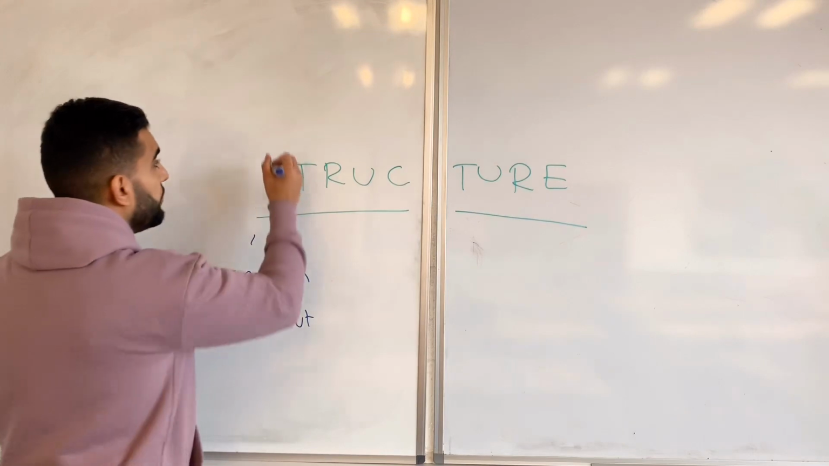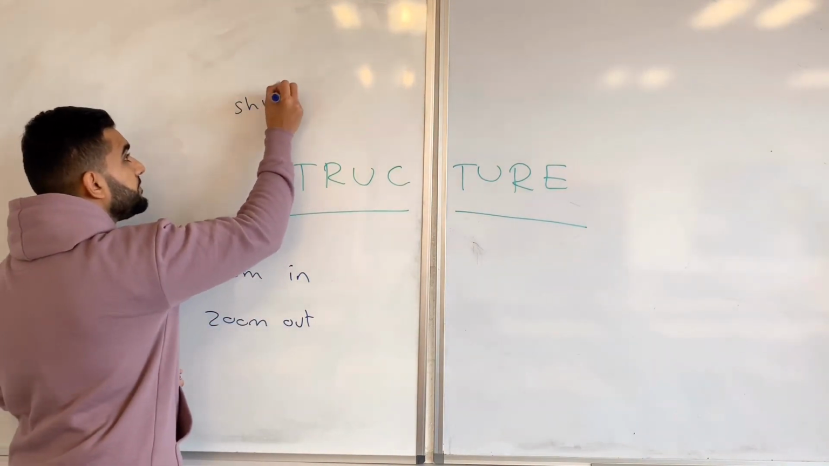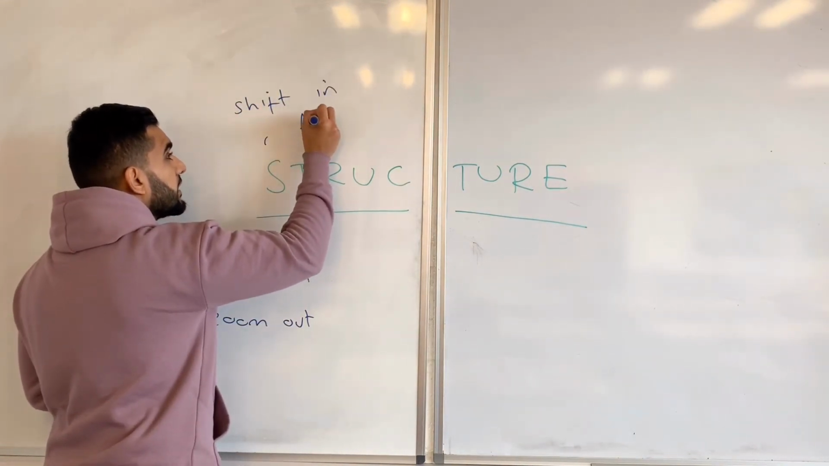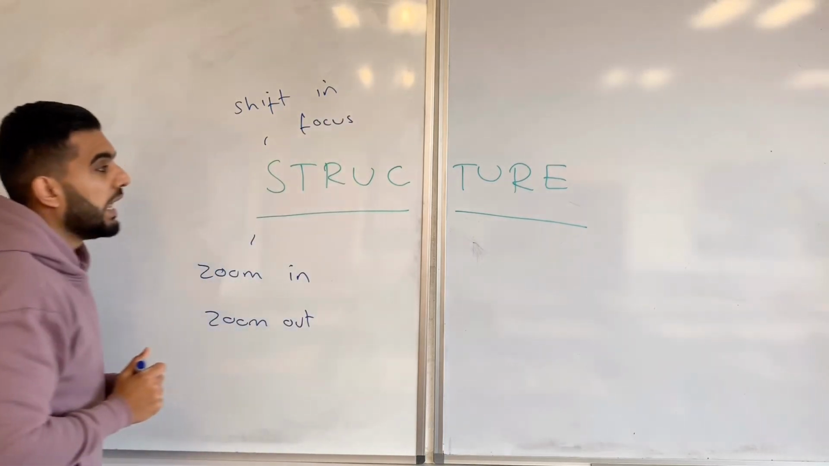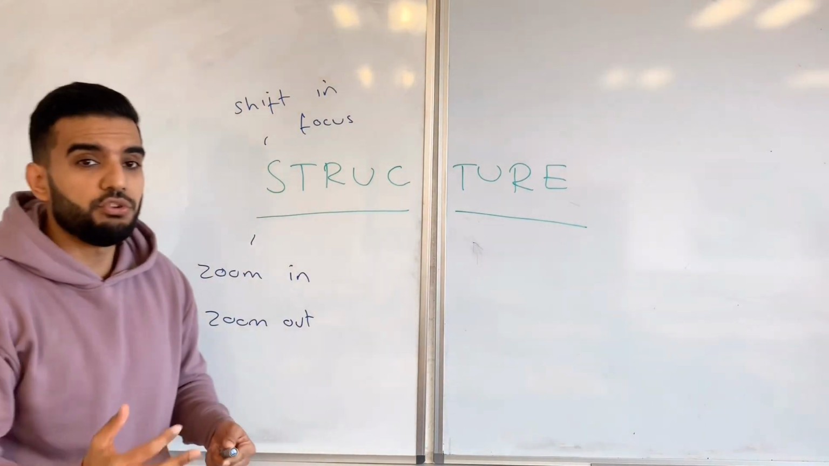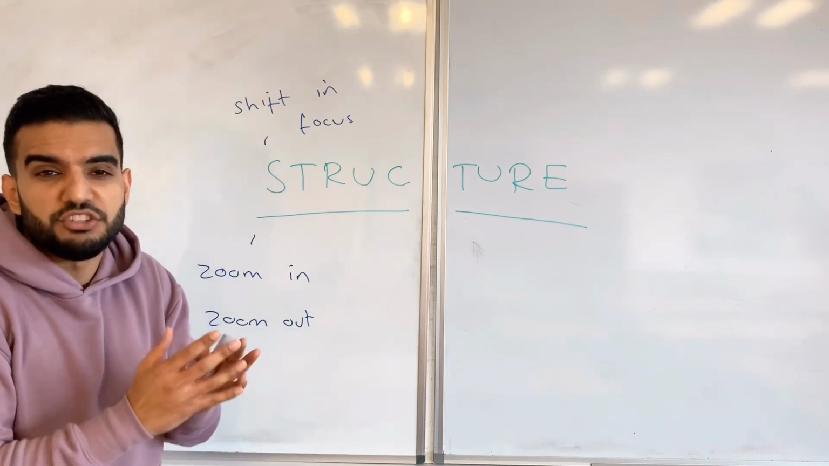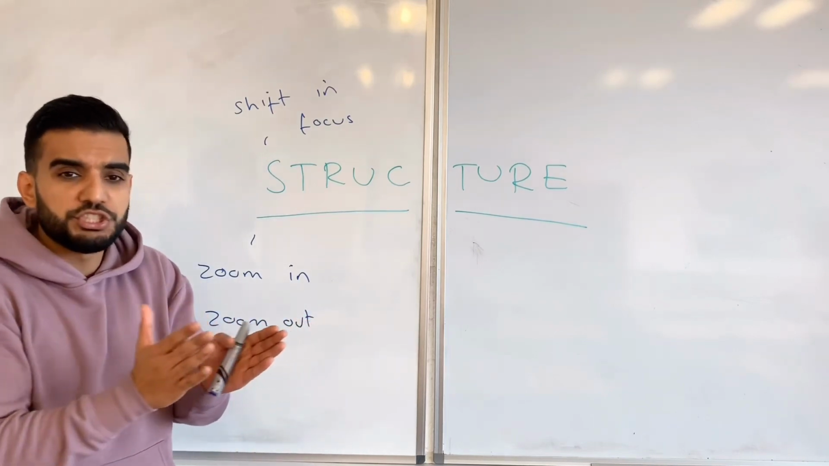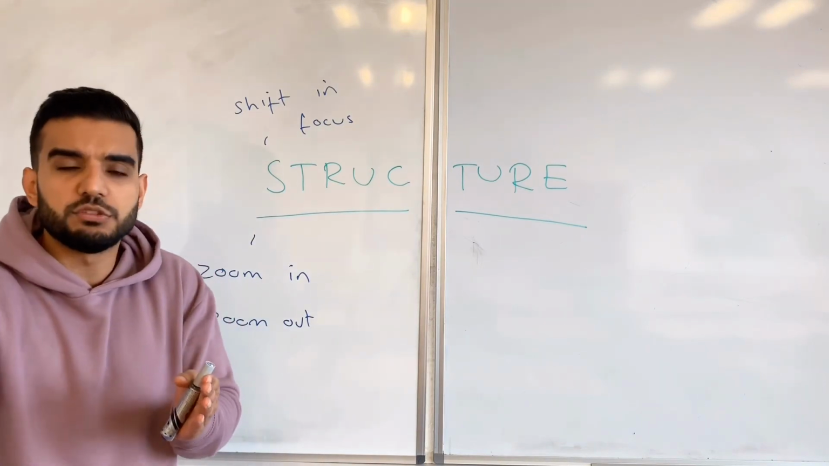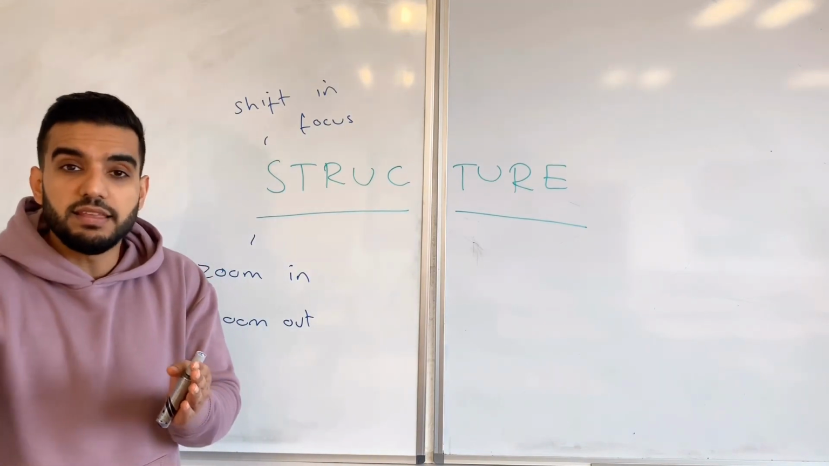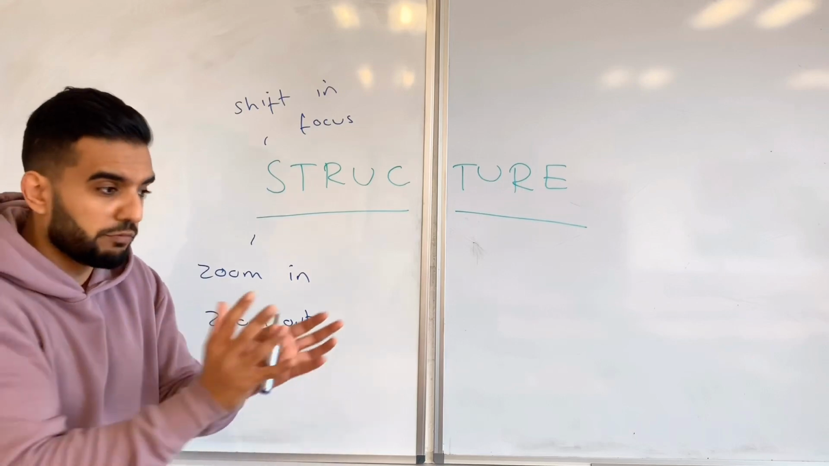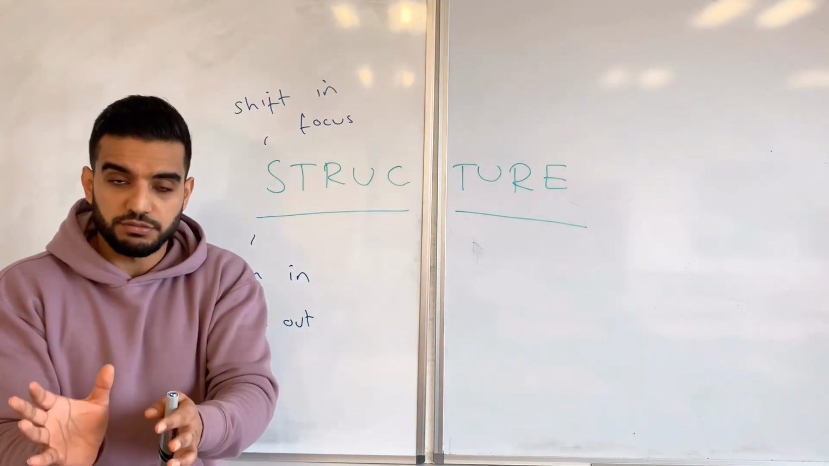Alright, next, let's go for shift in focus. Again, let's say for example your source is talking about a chocolate cake and how lovely the chocolate cake is and how delicious it looks. And then the focus shifts to a man walking down the street. That is a structural feature. The writer has gone from the cake to a character.